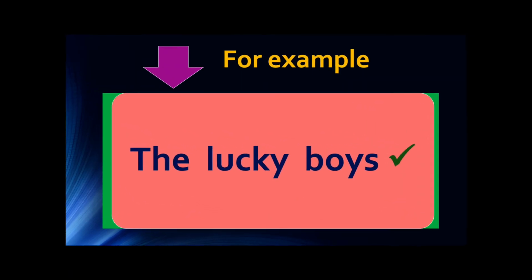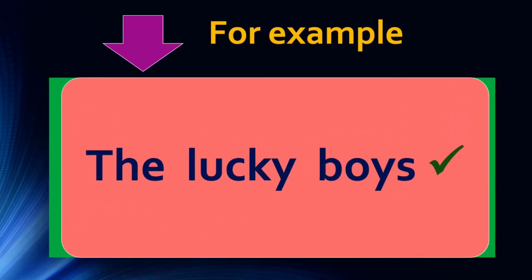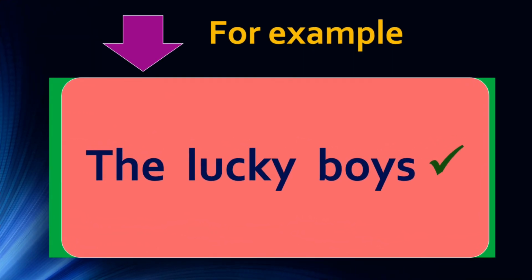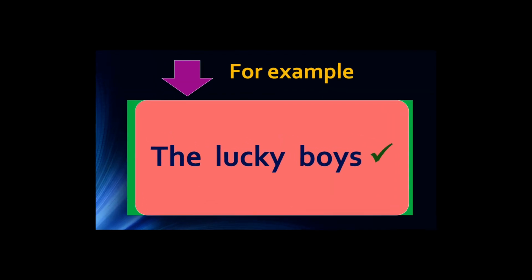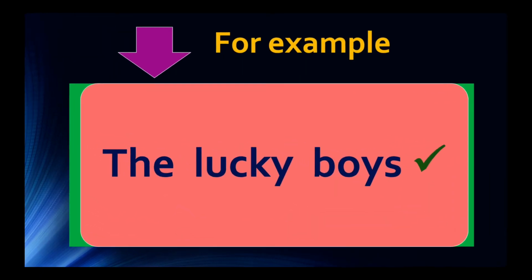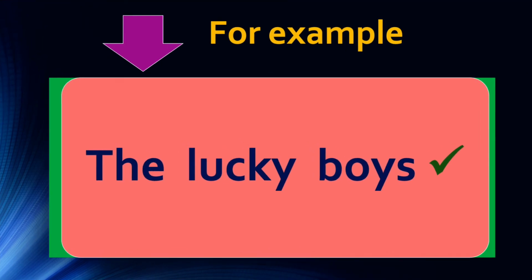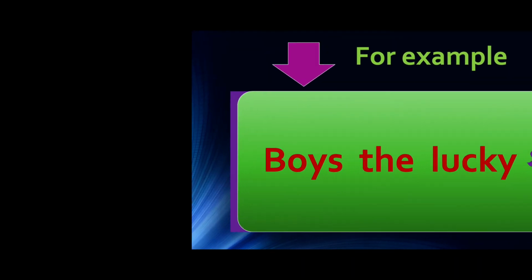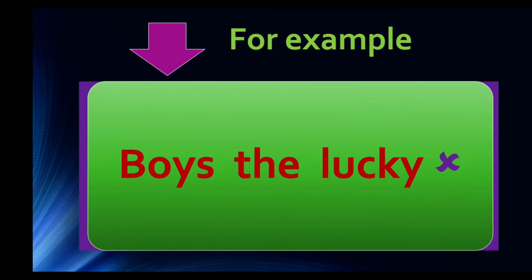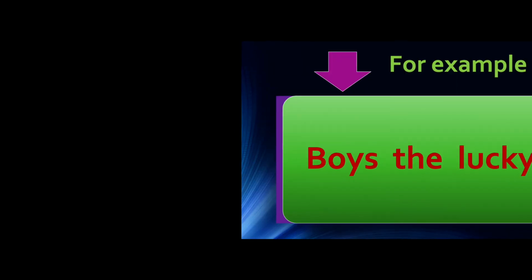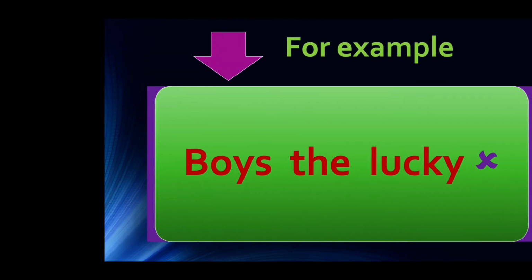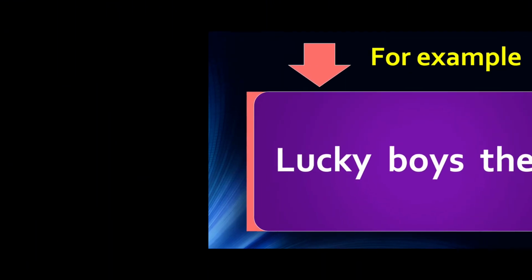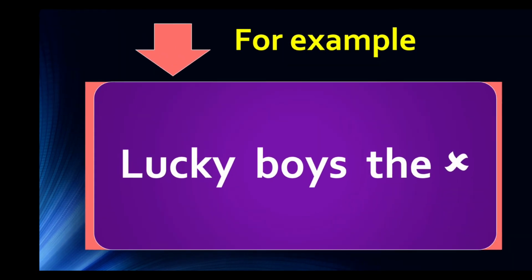And we have an example. If you look at the example, you will find that we have a pattern of grammatical sequences and a pattern of ungrammatical sequences. Look at the first phrase, the lucky boys. This phrase has grammatical sequences. It has correct patterns. Therefore, it is correct. But go to the next example, boys the lucky. It does not have grammatical sequences. It does not have correct patterns. So we can call it ungrammatical sequences. Therefore, it is false.